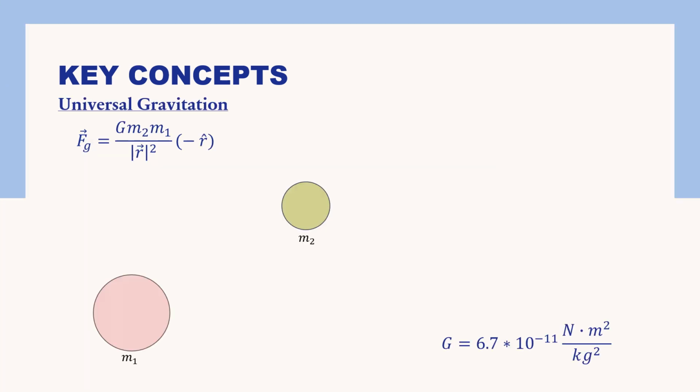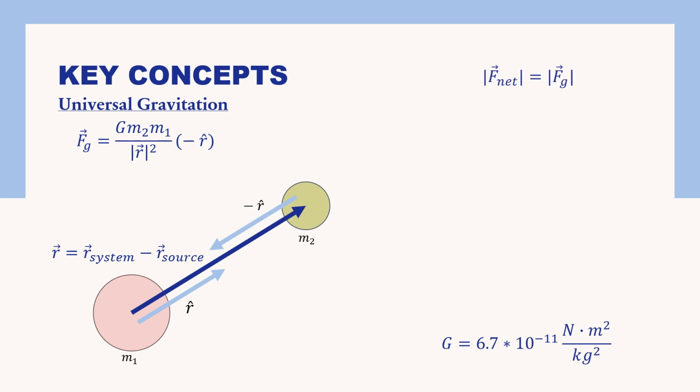Universal gravitation is G times the mass of m2 times the mass of m1 over the magnitude of r squared times negative r hat. R in this equation is how far m2 is away from the source, m1, so r hat points from the source to the system. But since gravity is an attractive force, the direction of the force is negative r hat.